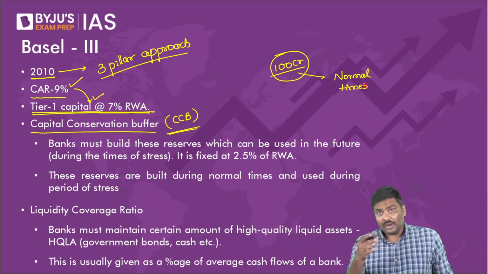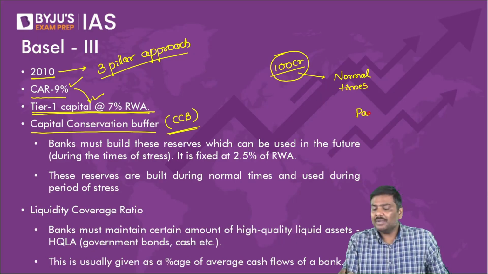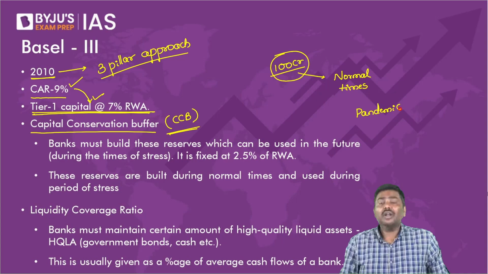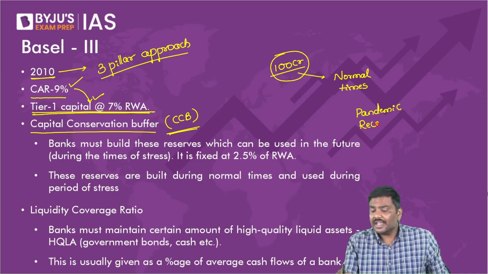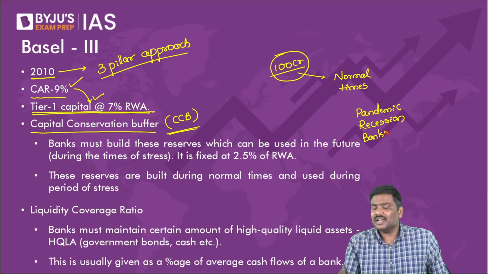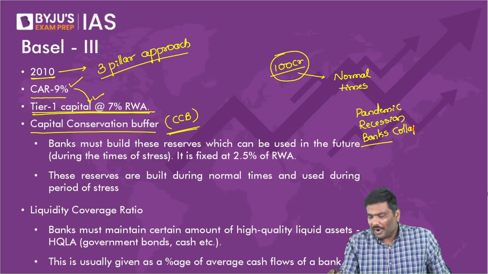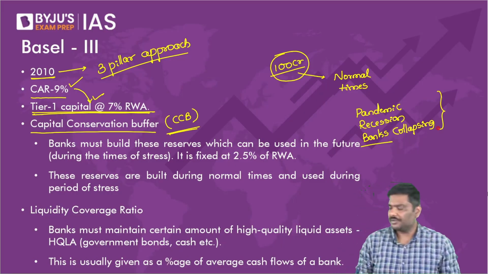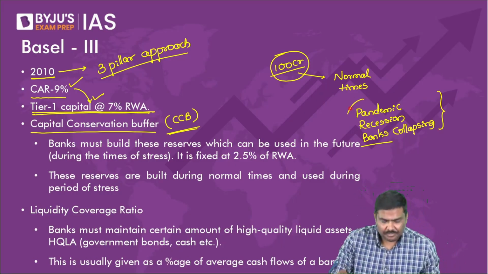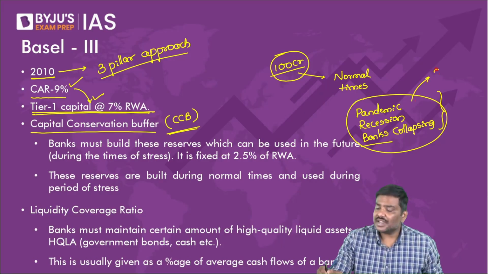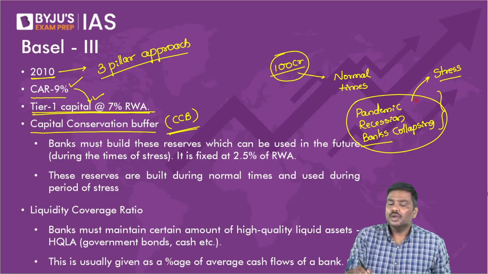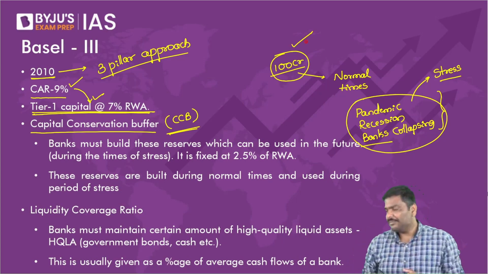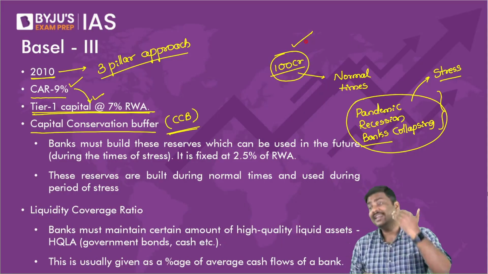Now, what if I say there is a pandemic in the economy? What if I say there is a recession in the economy? What if I say the banks are collapsing one after the other in the economy? Do you think this is a normal situation? No, this is never a normal situation. During such a situation of stress in the economy, what do you think should happen to losses incurred by the bank?